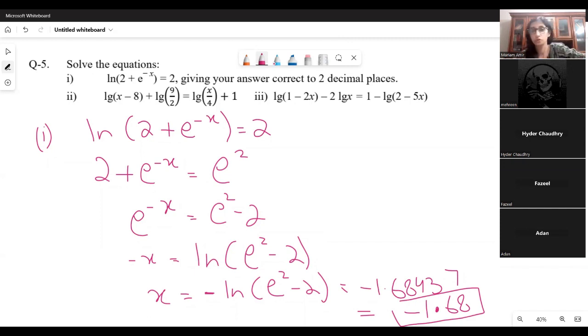Okay, so this was question 1. Let me check the answer. Minus 1.68. Okay, I'm going to clear this and then we'll do the second.